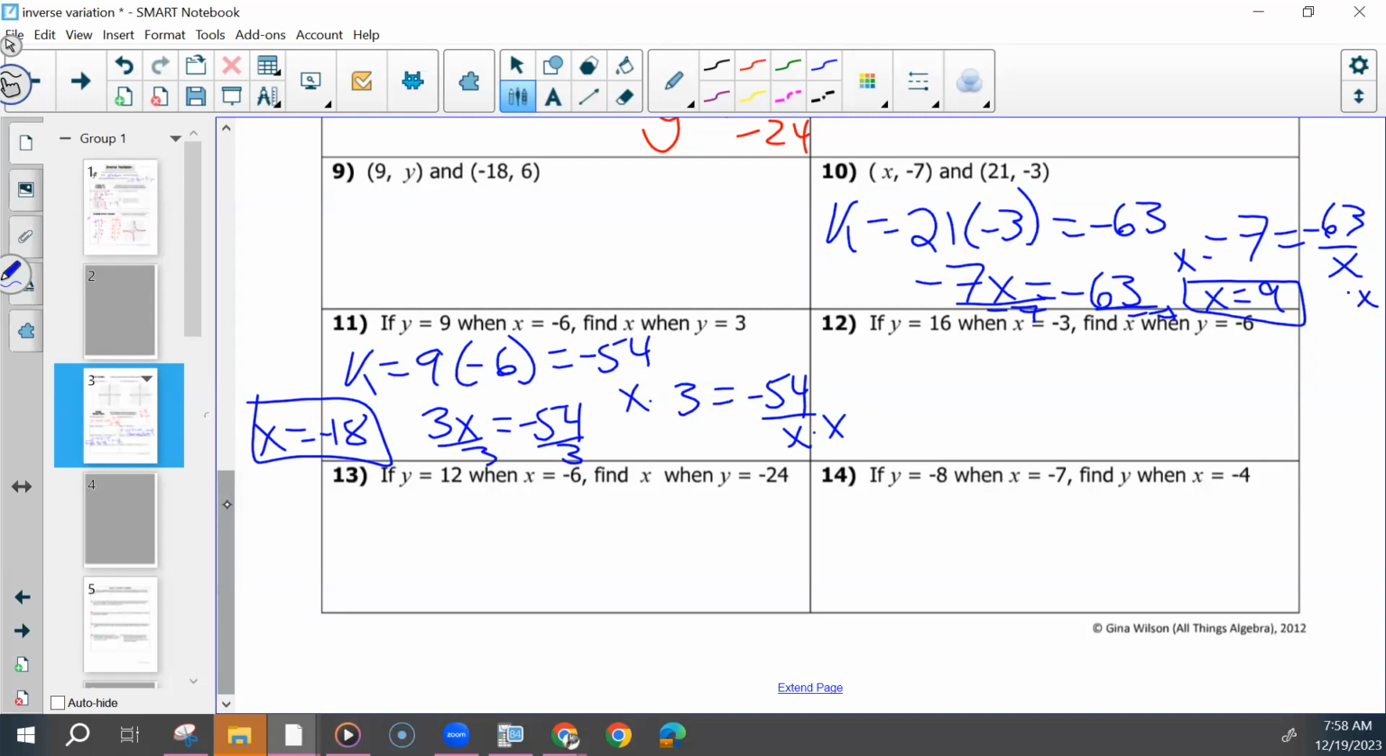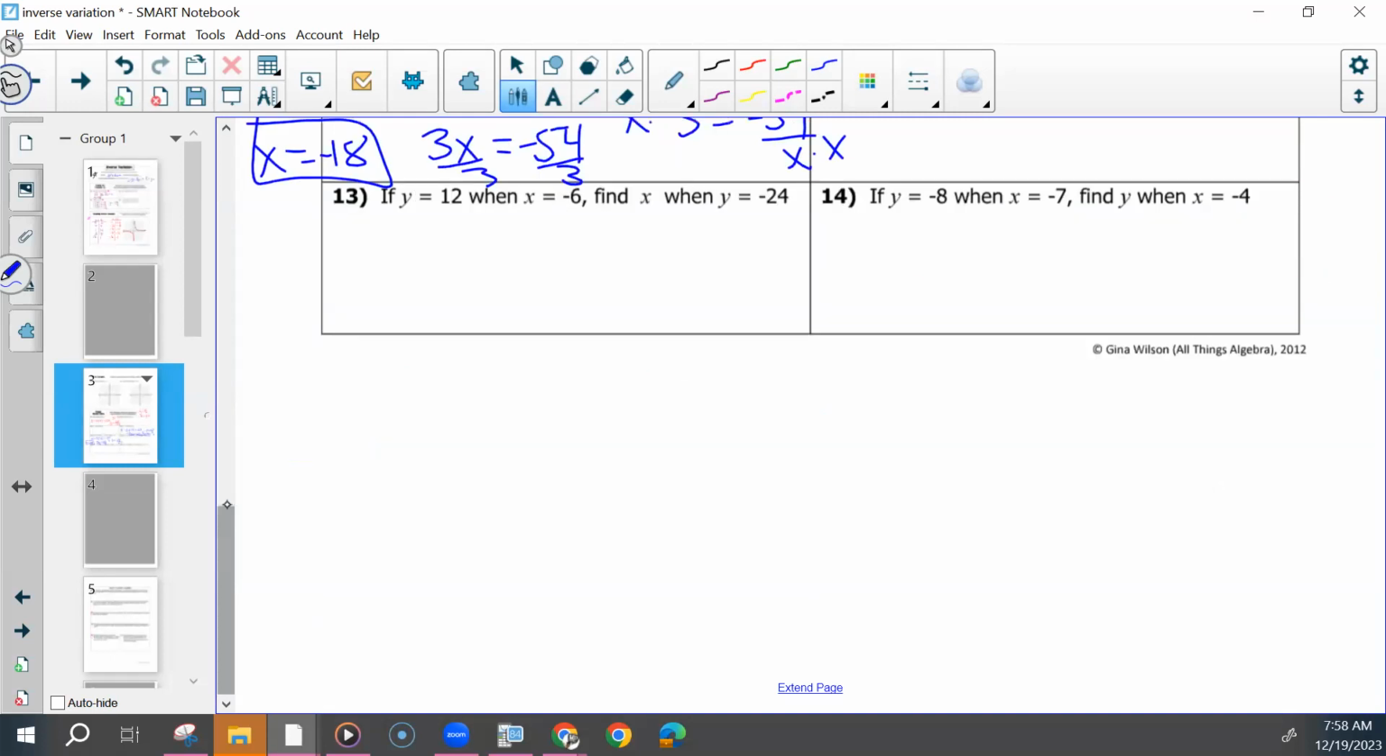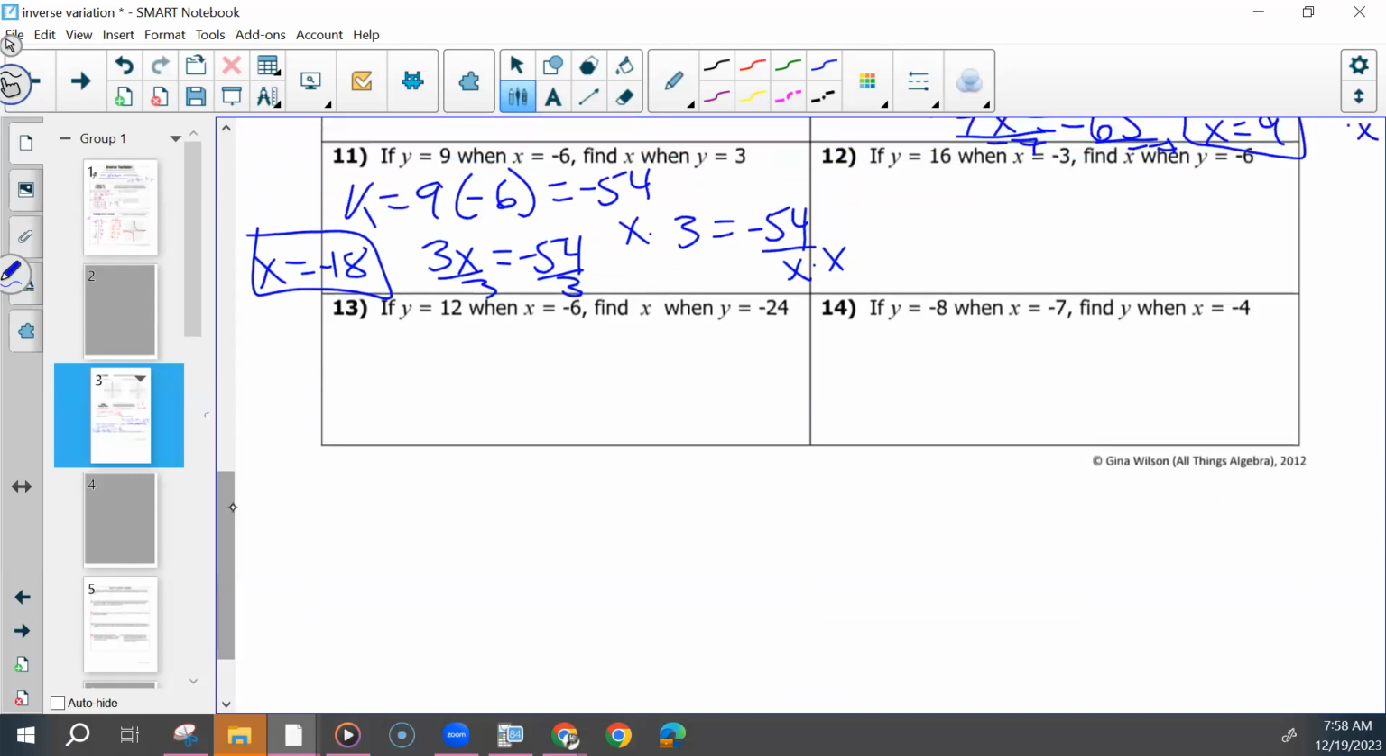Let's do one more of these. We found x, so let's find y. Number 14. If y equals -8 when x equals -7, find y when x equals -4. What's our first step? Find k by doing what? -8 times -7, which is 56. Great. And then what's our next step?